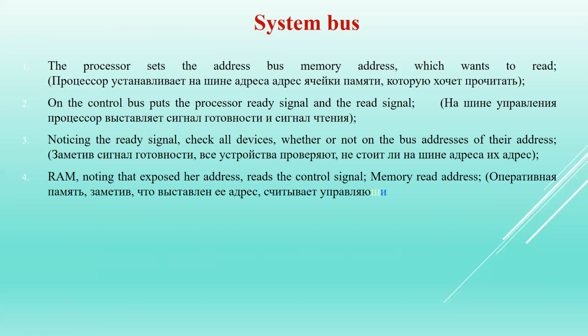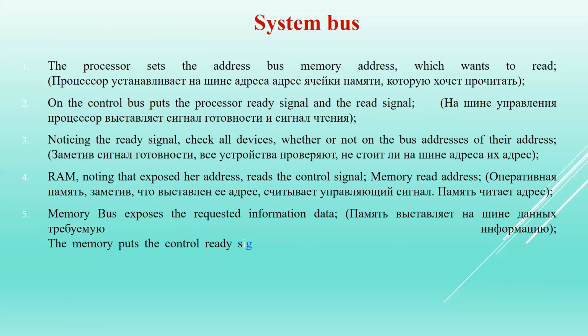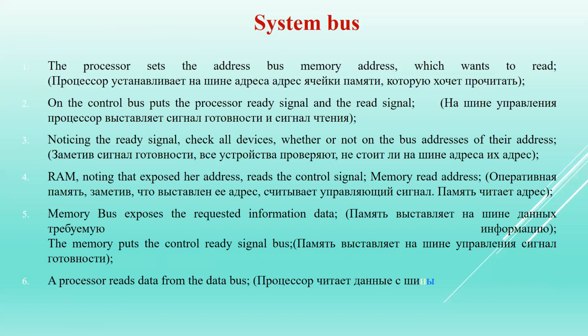And the RAM, which recognizes its address, reads the control signal, memory read address. The memory bus exposes the requested information on the data bus. Then the last one is the memory part, the control read signal bus. And also the processor reads data from the data bus. Here, if you can't understand these terms, we can read our translation in Russian.